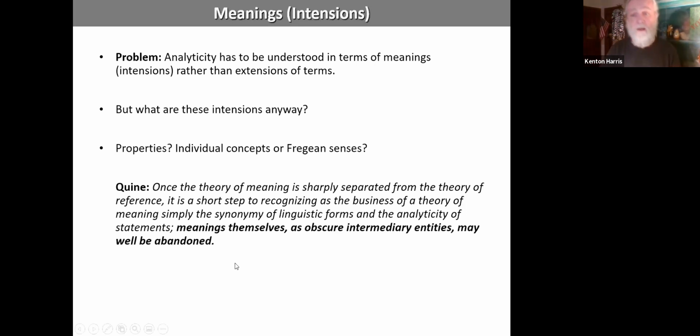Meanings themselves as obscure intermediary entities may well be abandoned. So this is what he would like to do.